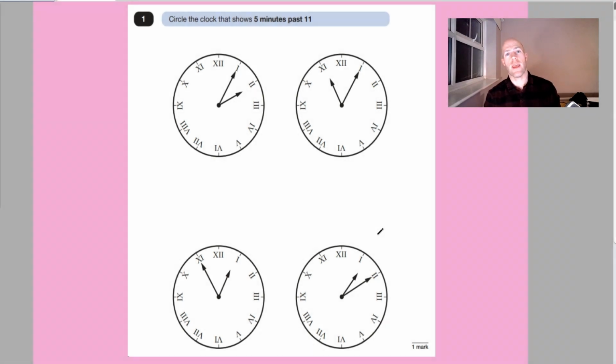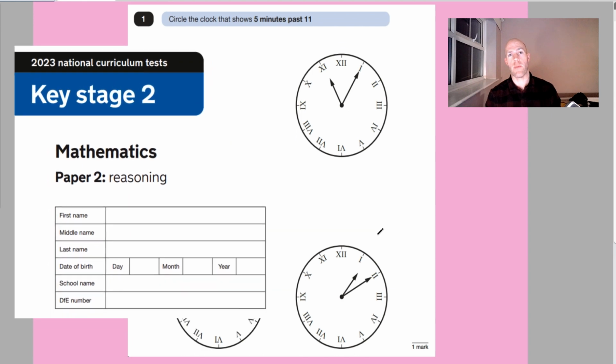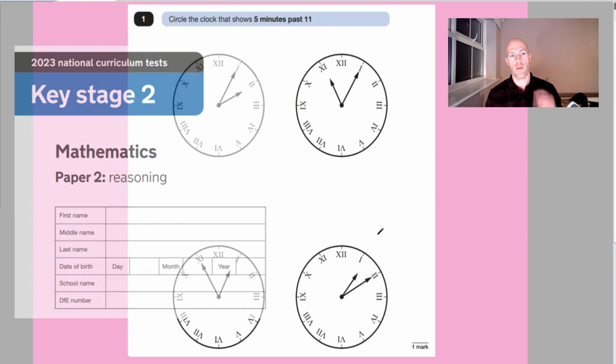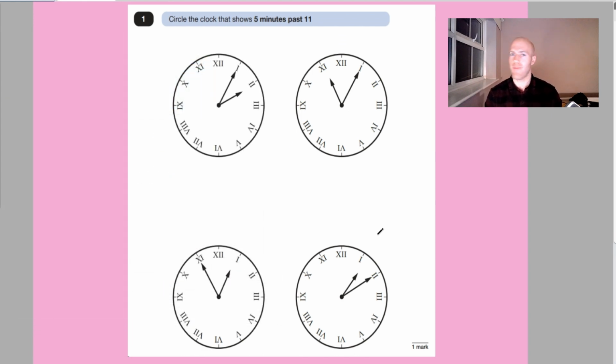Today we're going to go straight into the 2023 Year 6 reasoning paper for maths. We're going to jump straight into question one. It's not a good start, I'll be honest with you. Here we go. Question one, it says circle the clock that shows 5 minutes past 11.